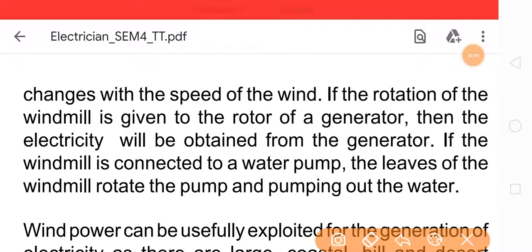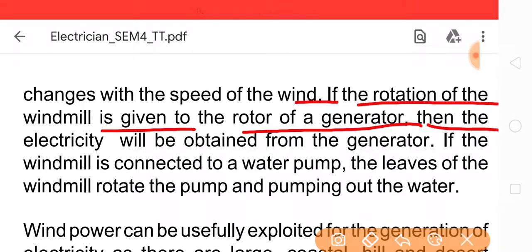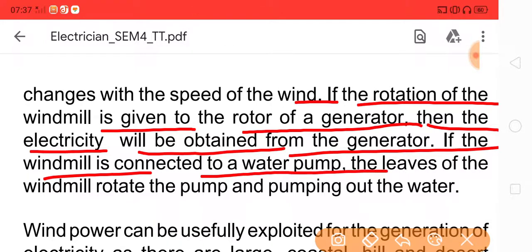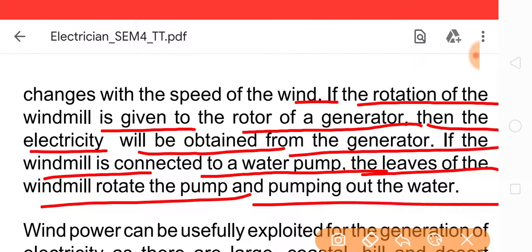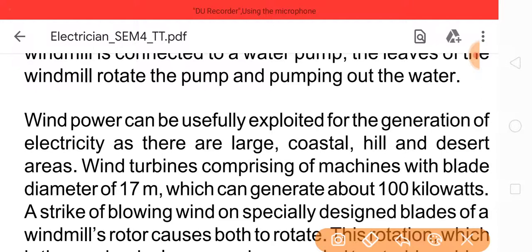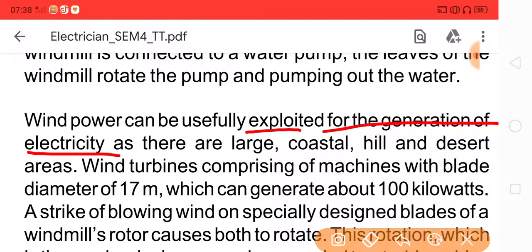If the rotation of the windmill is given to the rotor of a generator, then electricity will be obtained from the generator. If the windmill is connected to a water pump, the leaves of the windmill rotate the pump and pump out the water.